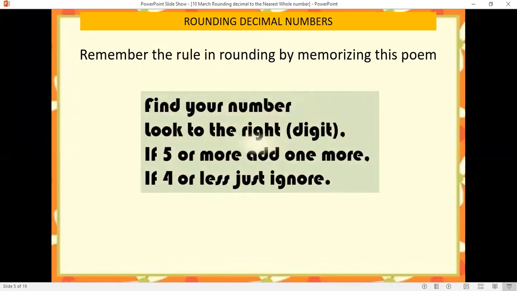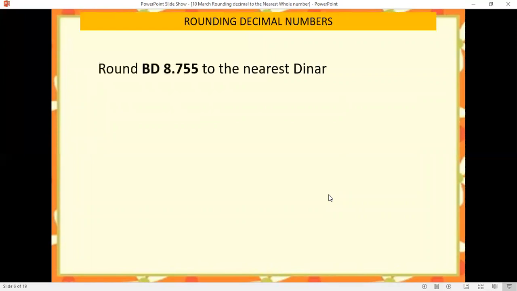Now, remember the rules in rounding. We say find your number, look to the right. If 5 or more, add 1 more. If 4 or less, just ignore. Okay, so let's try this.